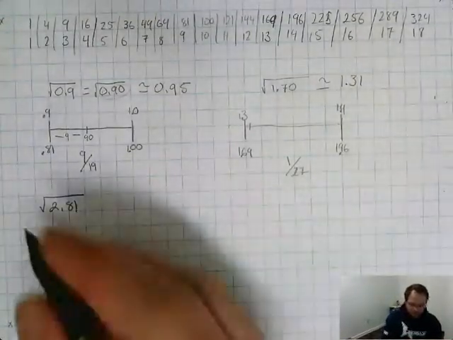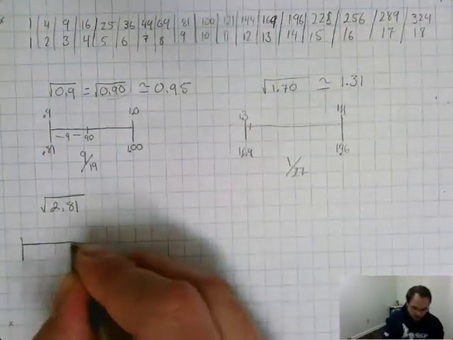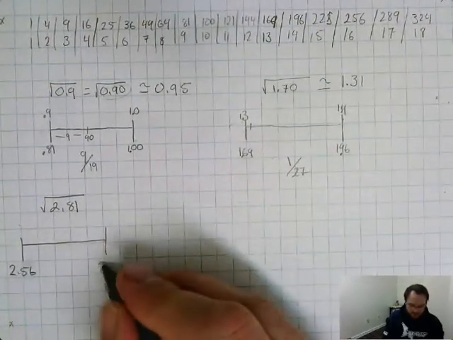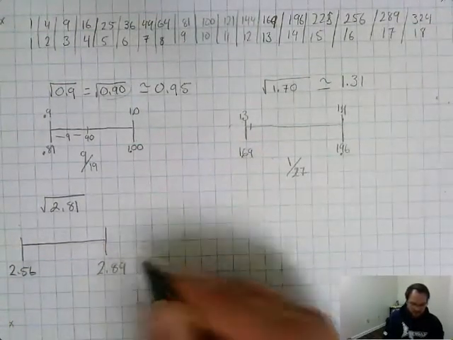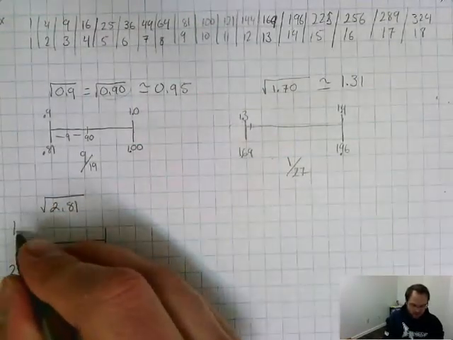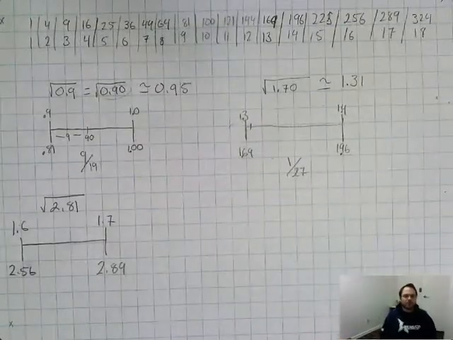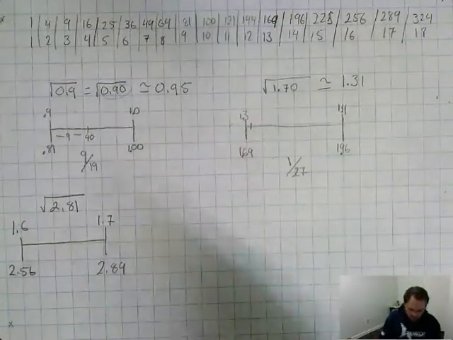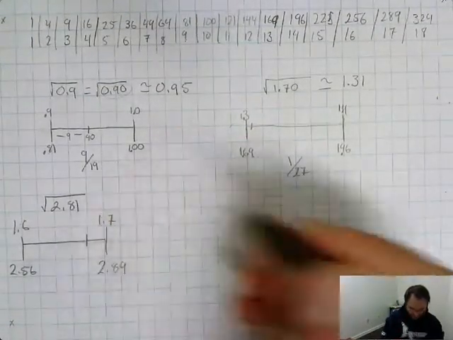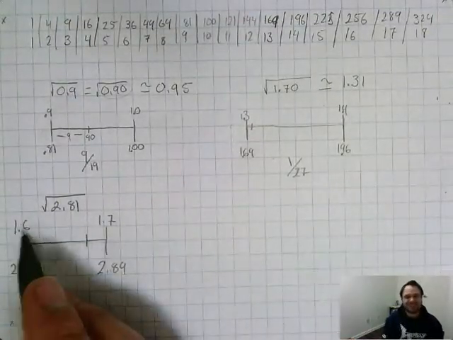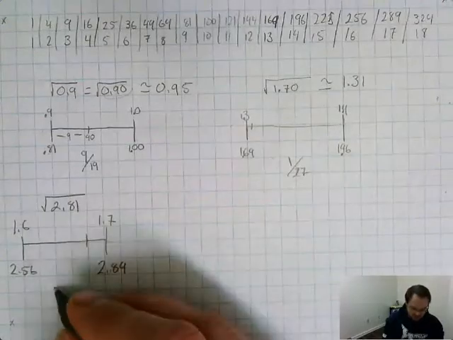So now we know my benchmarks. We know one lower and one higher. So we have 2.56 and we have 2.89. Okay, and that's going to be 1.6 and 1.7. Now we look at this here, 281, where is that? That's all the way over here. Now, how far away are these things apart? So 16 plus 17 is going to be, it's out of 33.